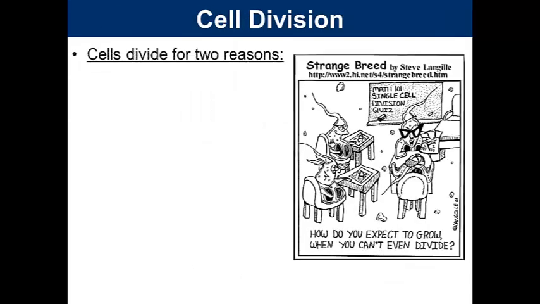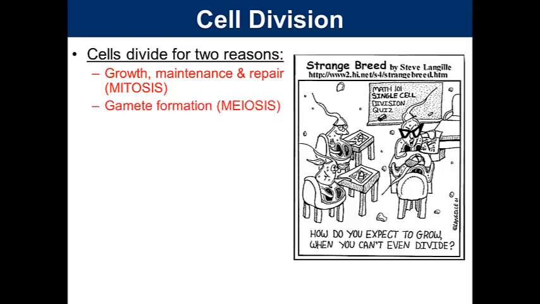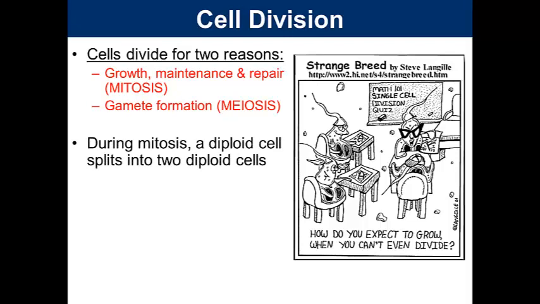Cells divide for two reasons. They do it for growth, maintenance, and repair, and they do this through a process called mitosis. They do it for gamete formation. Gamete formation is a related process called meiosis.